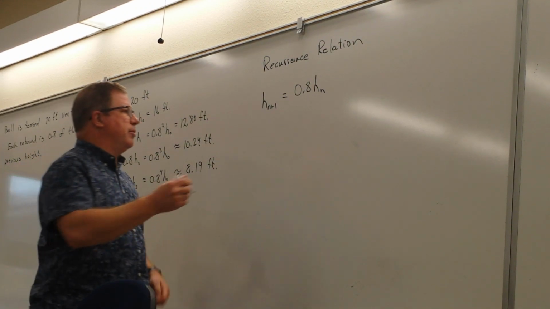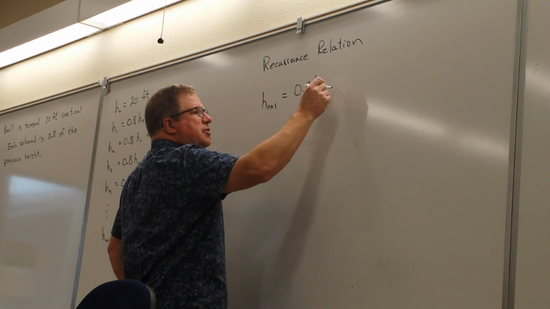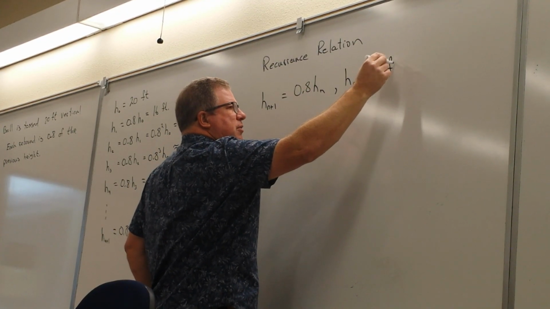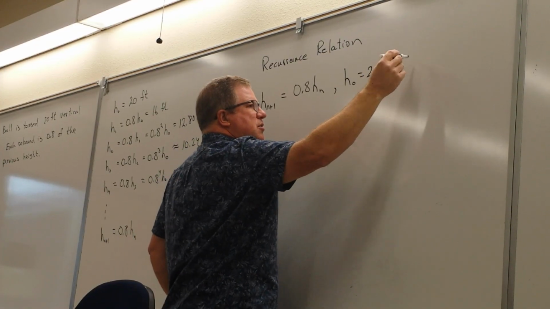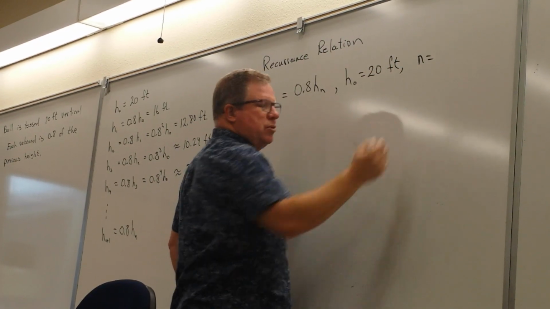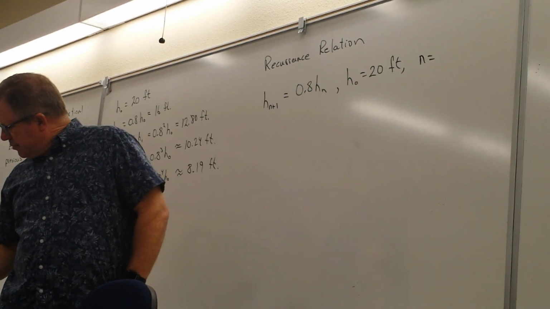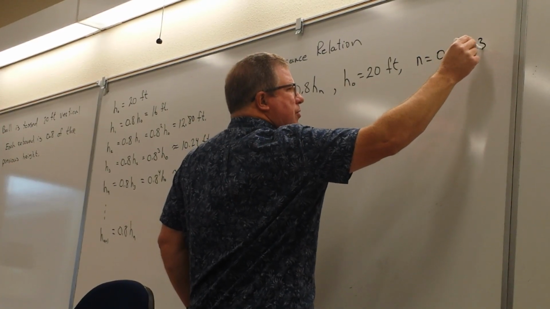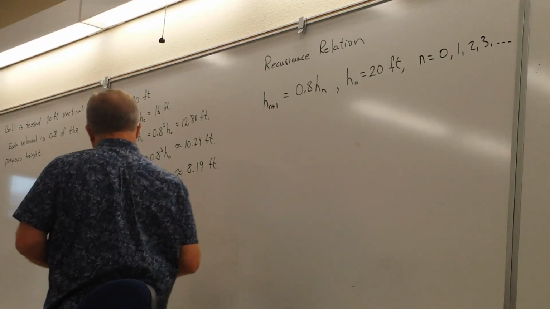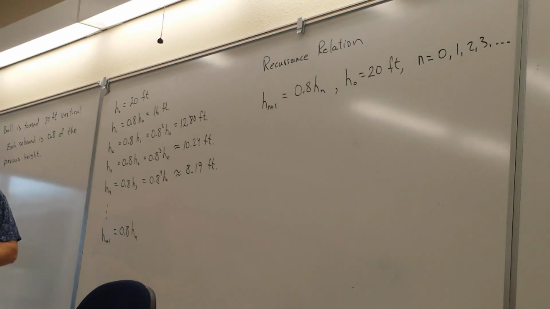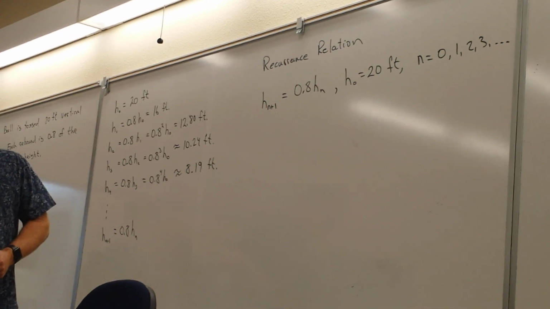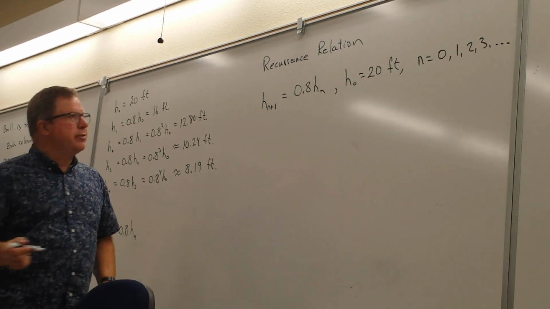Okay, so you need more here. The seed is h sub 0 equals 20 feet, and this is for n equals 0, 1, 2, 3, and so on. So there's our recurrence relation. Next, our explicit formula.